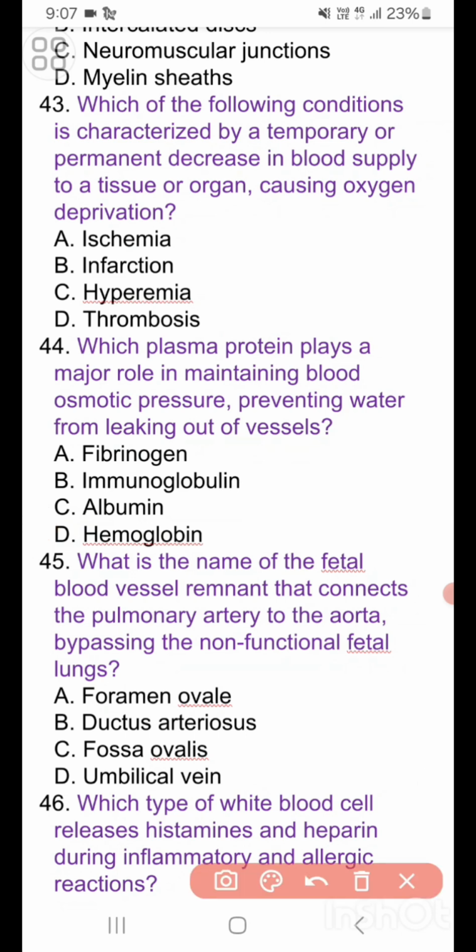Which of the following conditions is characterized by a temporary or permanent decrease in blood supply to a tissue or organ, causing oxygen deprivation? Ischemia. Which plasma protein plays a major role in maintaining blood osmotic pressure, preventing water from leaking out of vessels? Albumin. What is the name of the fetal blood vessel remnant that connects the pulmonary artery to the aorta, bypassing the non-functional fetal lungs? Ductus arteriosus.